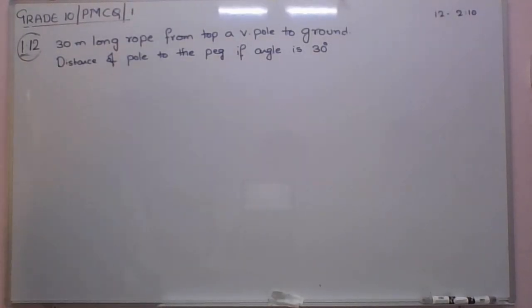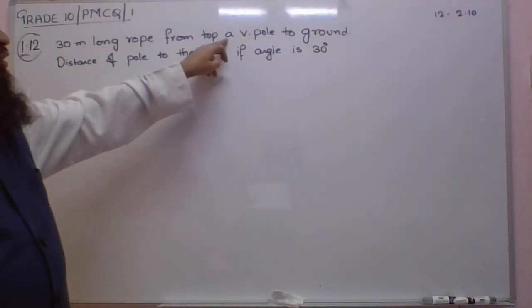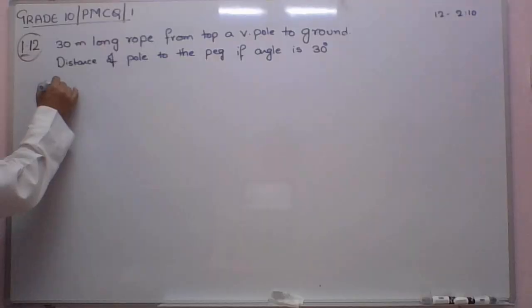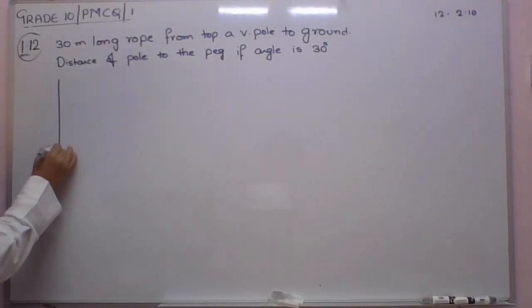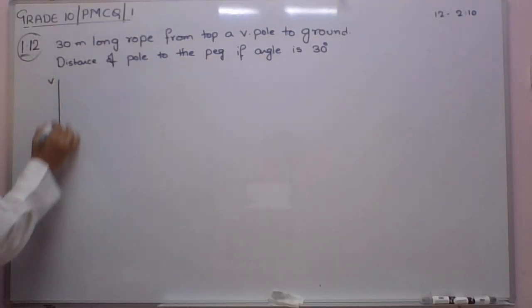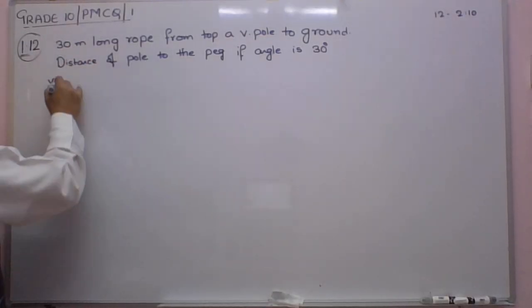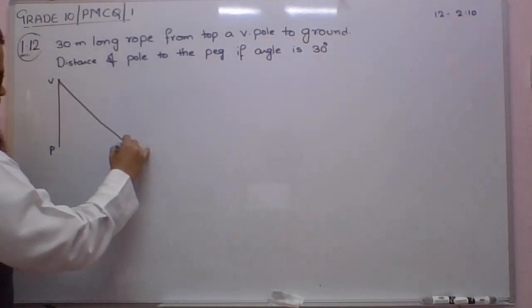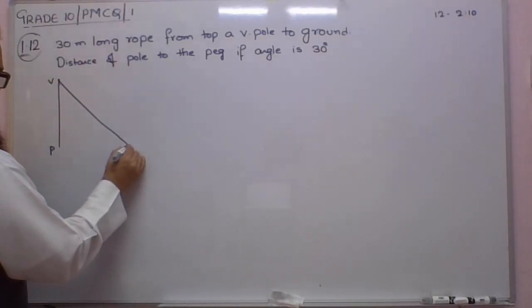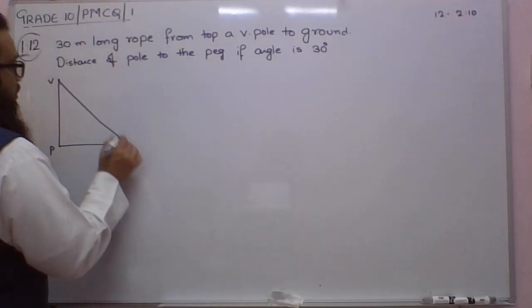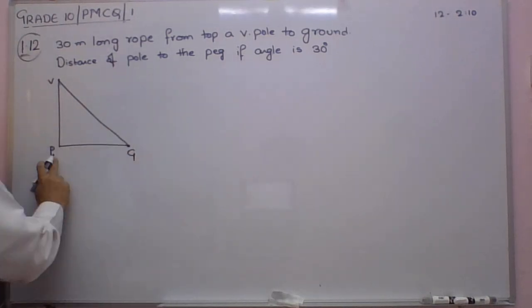The next question: a circus artist climbs through a 30 meters long rope from the top of a vertical pole to the ground. Let us say this is the vertical pole, and a 30-meter long rope is tied from the pole to the ground. Let us say this is the ground. Understood? And now he is asking what is the distance of the pole to the peg.